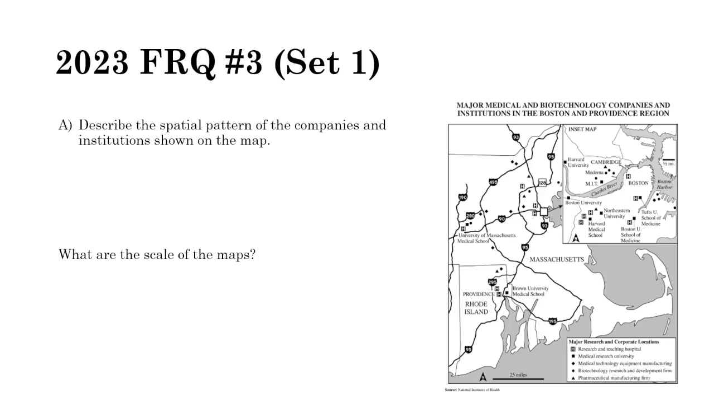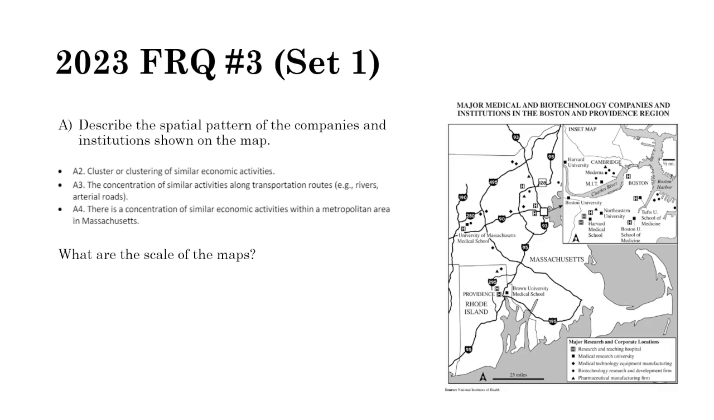So the spatial pattern. Let's look at some actual responses that College Board gave on the rubric. So we could say there's a clustering of economic activities. There is a cluster of economic activities here in Boston. There's a concentration among the transportation routes, like the interstates or the rivers. They said arterial roads. That's just fancy. You could have said roads or interstates. There's also a concentration of similar economic activities within a metropolitan area or the Boston metropolitan area. The simplest, though, would be there's a clustering of similar activities.